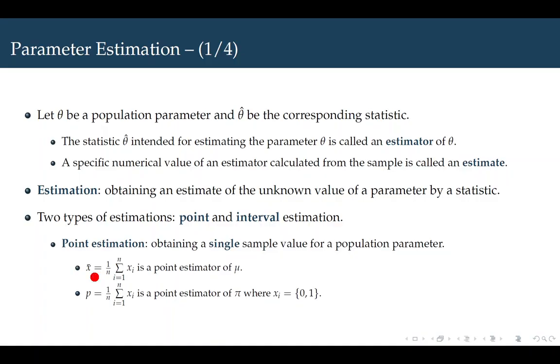On the other hand, if we are interested in the population proportion pi, the estimator is the sample proportion p, which equals 1 over n times the sum of xi, where xi is a binary variable taking values 0 and 1. So here p, the sample proportion of successes, or sample proportion of ones, is a point estimator of pi. The formula is a point estimator, but a single sample value that we obtain for p is said to be a point estimate of pi.